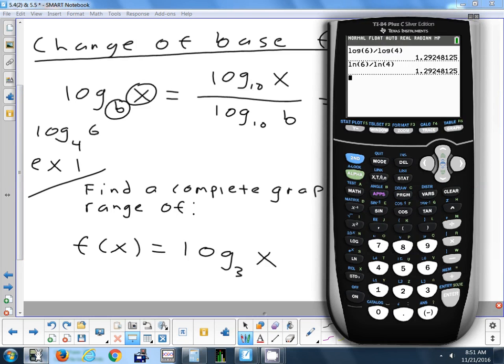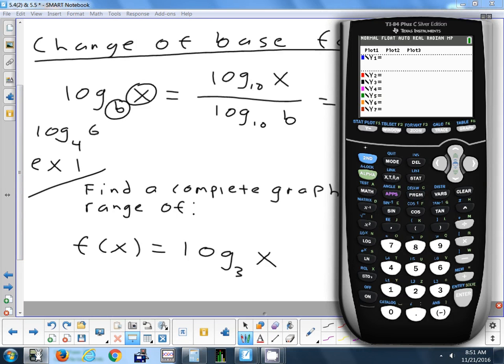So could someone tell me how I could type in, and I'm going to turn my stat plot off because we don't need that anymore. How could I type in log base 3 of x? And let's do it as a common log. Yeah? Log of x. Log of x, yeah. Divided by log of 3. Yeah, that's it. Log of x divided by log of 3. Very important you close your parenthesis, just like I did here. All right, and let's do zoom 6.